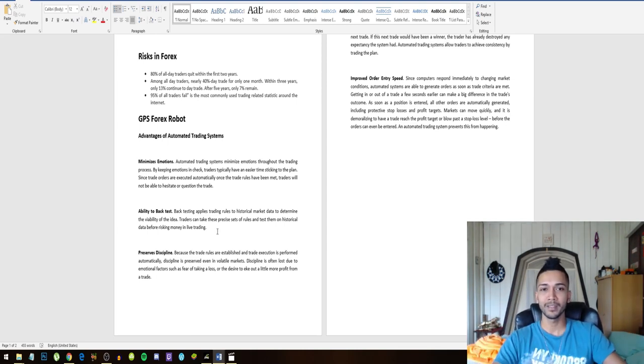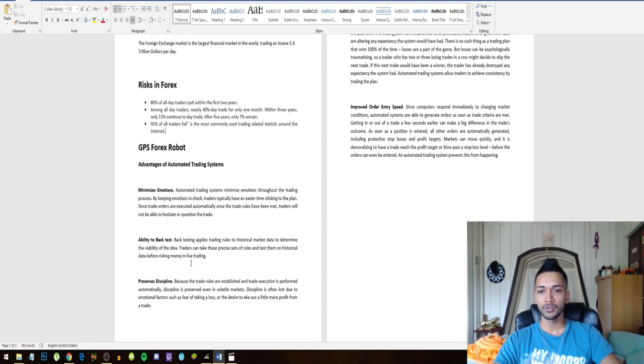You can backtest this robot, you can test it out, and you can even start off with a demo account to check how it performs on the real market, but you're using demo money. So essentially you're trading on the real market with real market conditions, but you're trading with demo money. So that way you don't even have to lose any money. It preserves discipline because the trade rules are established and trade execution is performed automatically. Discipline is preserved even in volatile markets.